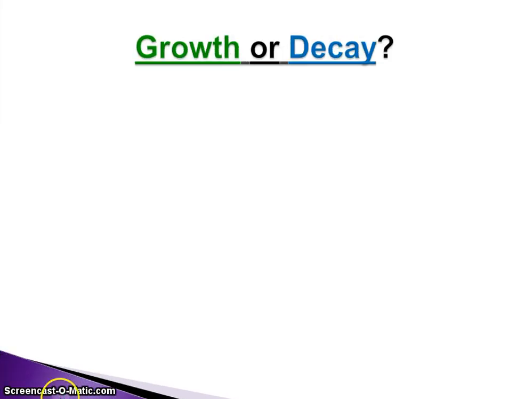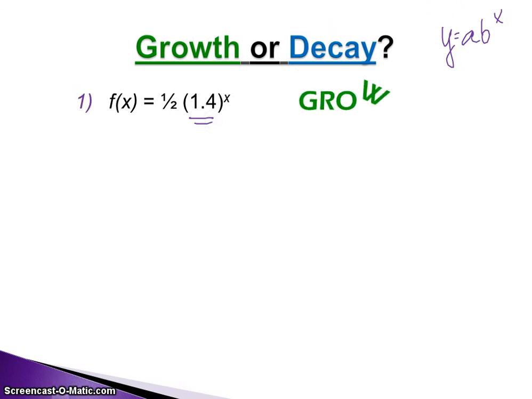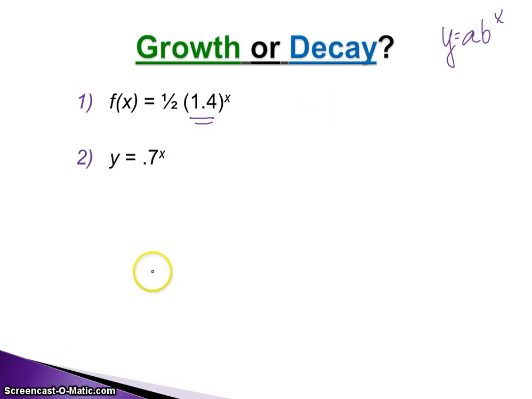Now, real simple, real quick, just to make sure we can identify growth and decay. Remember again, growth and decay is identified from that b. So when I'm looking at this question, my b is 1.4, so therefore it's greater than 1, so this one would be a growth. The second one, 0.7, is what is attached to that power of x. 0.7 is less than 1, so therefore this one would be a decay.